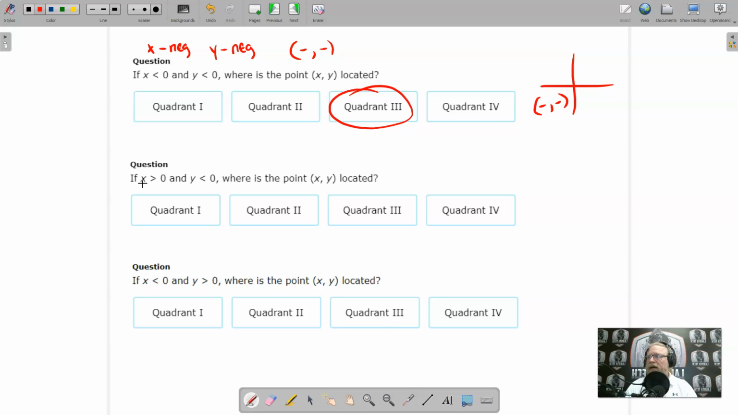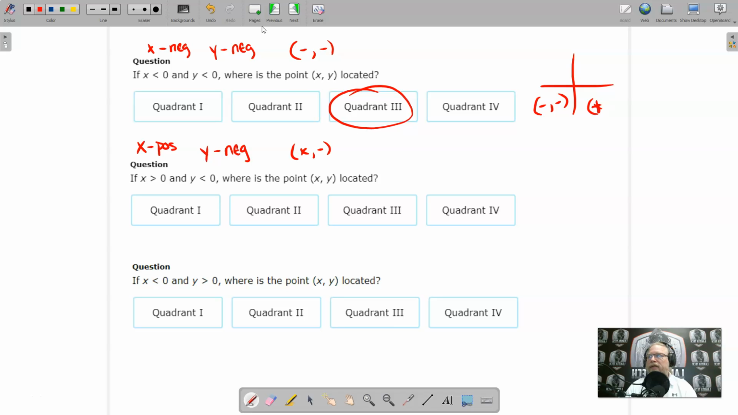Here's another one here. X is greater than 0. Well, anything greater than 0 is positive, right? And y is less than 0, so we're talking about y is negative. So where is x positive and y negative? Isn't that quadrant 4? Everything here is positive.